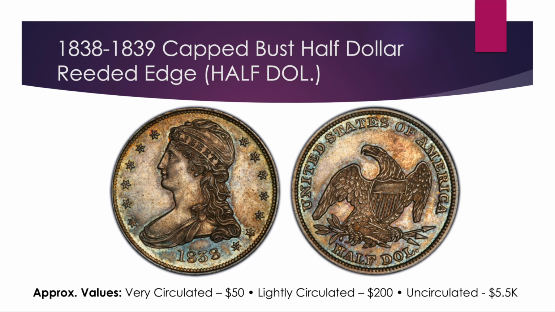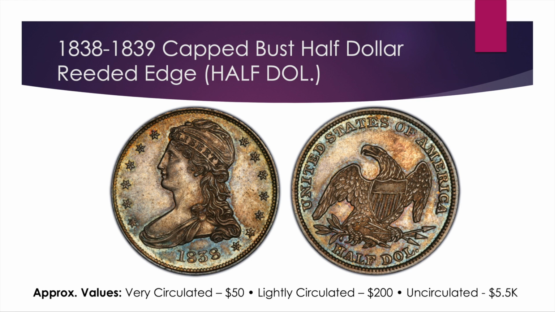1838 and 1839 see the cap bust stay in terms of the general style of the obverse, and there's a reeded edge, except this time it says half doll on the bottom. 1838-O is one of the biggest rarities all across the series. Only 20 were struck, and those were the first branch mint $50.